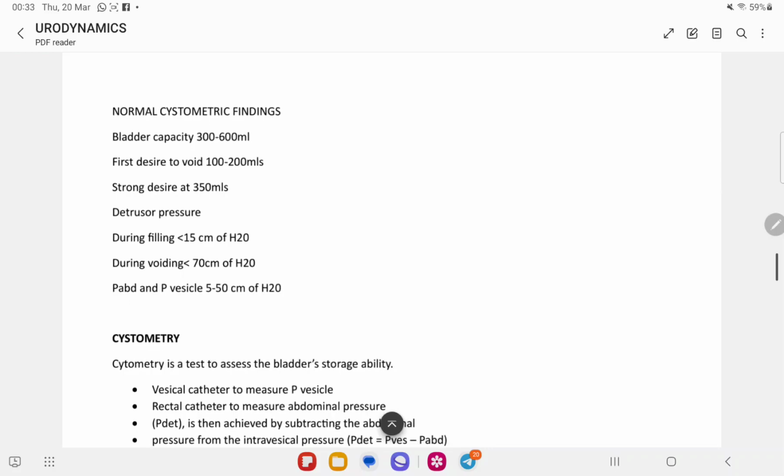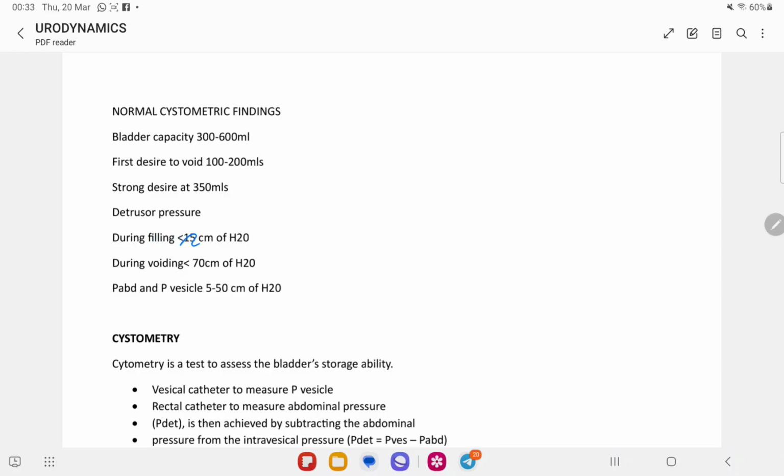Now coming towards the normal cystometric findings. This is very important. You should know the normal bladder capacity, the amount of urine a bladder can hold. First desire to void is when you first feel the urge to pass urine. Strong desire is usually equal to the maximum cystometric capacity, which means the maximum amount of urine a bladder can hold.